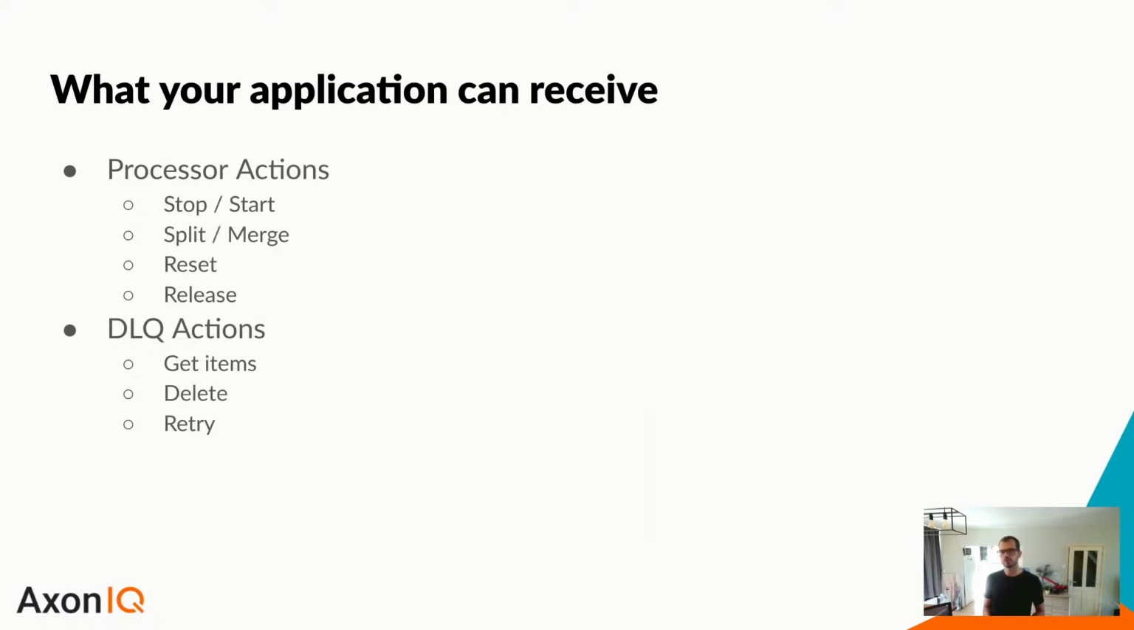Your applications can receive commands in order to do stuff. So that would be stopping and starting your event processors. It would be splitting and merging your event processor segments. It would be able to start replays and release segments to load balance them. And as I said before, DLQ actions are also able to take place. So get the amount of items and then delete or retry them.